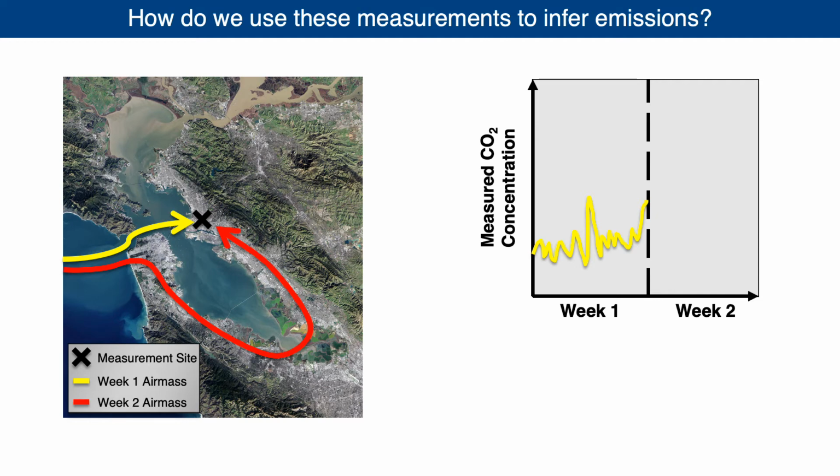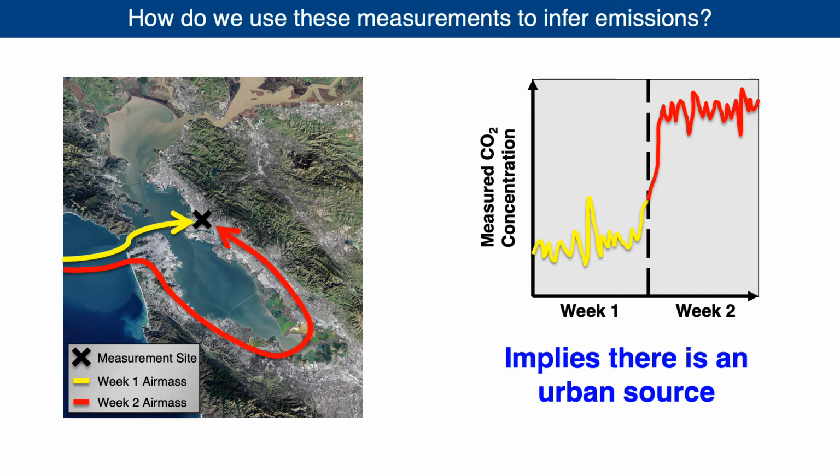Then the following week, let's say that the air masses now travel this path here, which sort of follows the highways, maybe not a very realistic pathway, but in any case. During the second week, we might instead measure CO2 concentrations that are notably higher, but still somewhat variable. So what this would imply is that there's some source along this red trajectory that is not present on the yellow trajectory, and it would imply there's a source in the urban area. And so we could use that to back out the emissions.